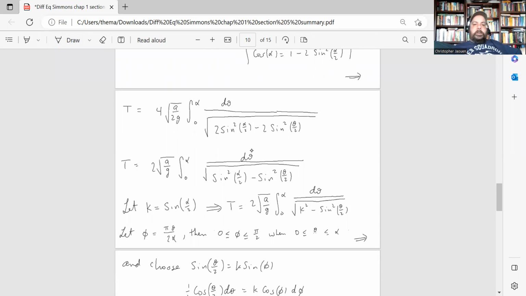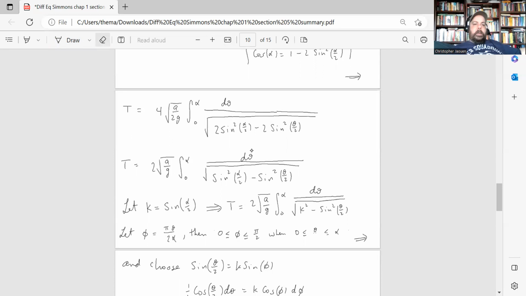So underneath the radical, when you simplify everything, you get 2 sine squared alpha over 2 minus 2 sine squared theta over 2, and then you can factor out the square root of 2 in the denominator, multiply it by the square root of 2 in the denominator of the factor outside the integral, which gives you an extra factor of 2 in the denominator. 4 divided by 2 is 2, so that's where this 2 came from over here. All right, and the integral looks like this. And then we do some more manipulation over here. We let k equal sine alpha over 2, and that makes the integral look like this.